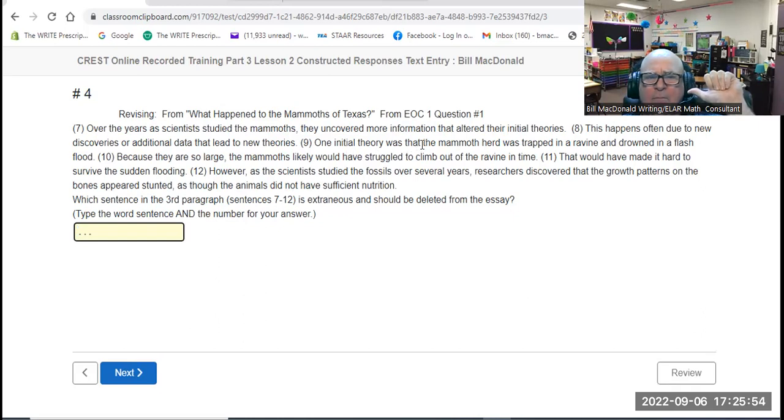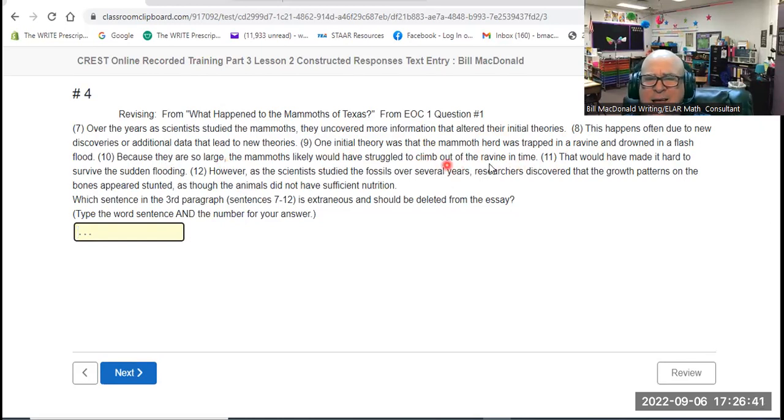One issue was that the mammoth herd was trapped in a ravine and drowned in a flash flood. So what they're saying is they changed, altered means changed, and then they said, well, let's give an example. Since number 8 stays vague and just says other theories or other data, and sentence 9 gives an actual example of being trapped and drowning in a flash flood, I'm going to stay with 9 and eliminate 8. So 8 so far.